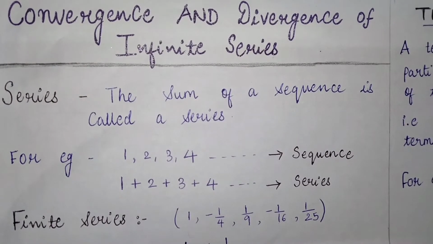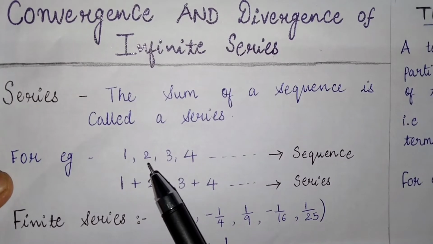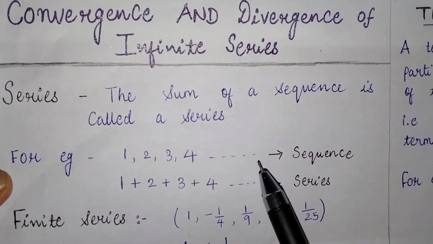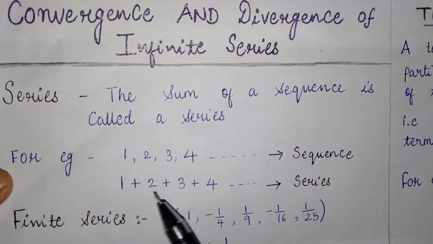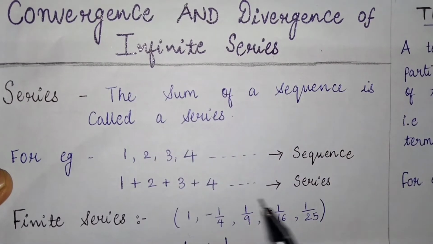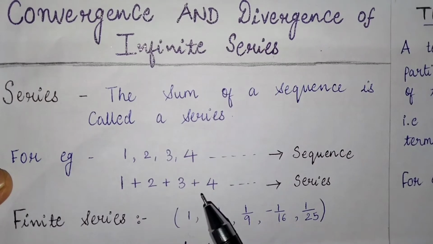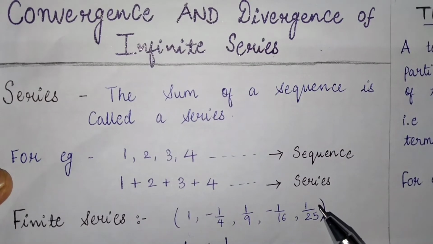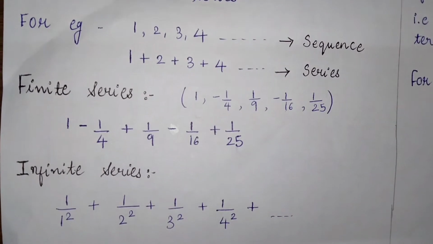In the previous lecture we saw what a sequence is. For example, our sequence 1, 2, 3, 4, up to infinity. That is called a sequence. But if you add these terms, that is, if the sum of the sequence is carried out, then it is a series. So 1 plus 2 plus 3 plus 4 is called a series. Now what is a finite series and what is an infinite series?